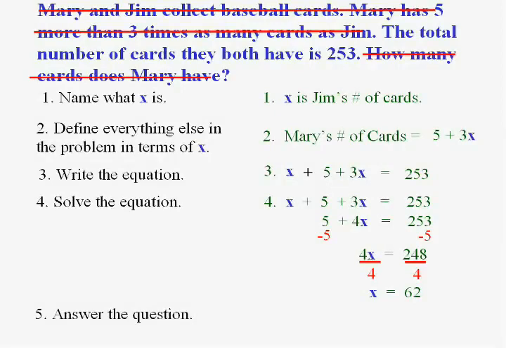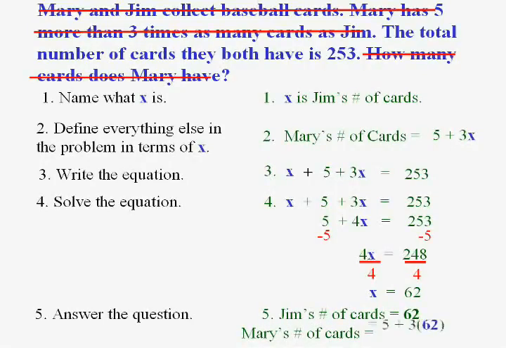Now here's where it's very important to answer what they asked, because 62 is not the correct answer. 62, don't get all happy, 62 is Jim's cards. They didn't want to know that. They want to know Mary's cards. So we're going to have to use what we wrote down in step 2 and say 5 plus 3 times x, or 5 plus 3 times 62, and get the answer. Now you've got the answer to the question, how many cards does Mary have? 191.